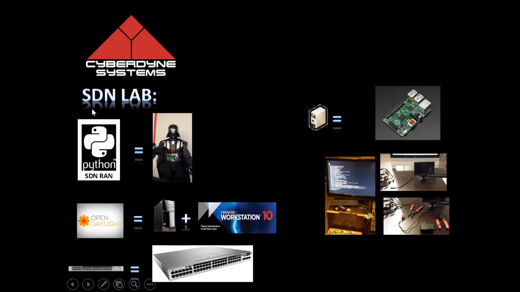So the lab is pretty much laid out like this. The Python program, the SDN app that I wrote, is running on this Raspberry Pi that's attached to Darth Vader. We have Open Daylight running on VMware Workstation 10, just on a regular desktop. We have a 3850, just your standard 3850 that's probably running in hundreds and hundreds of enterprises out there. And then for the Linux servers, we're using Raspberry Pis.